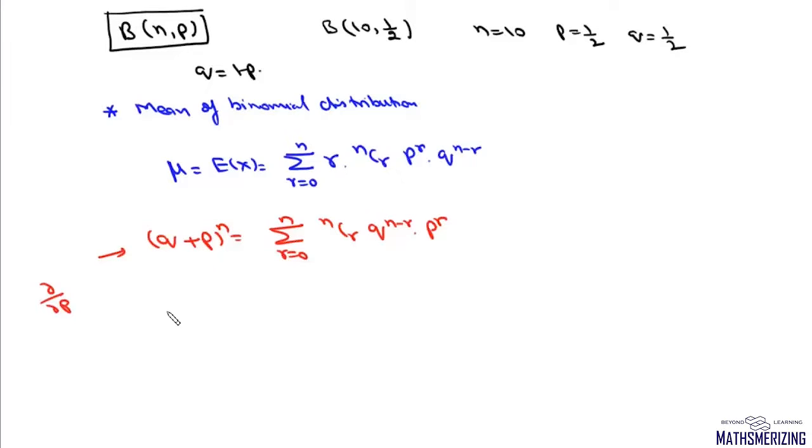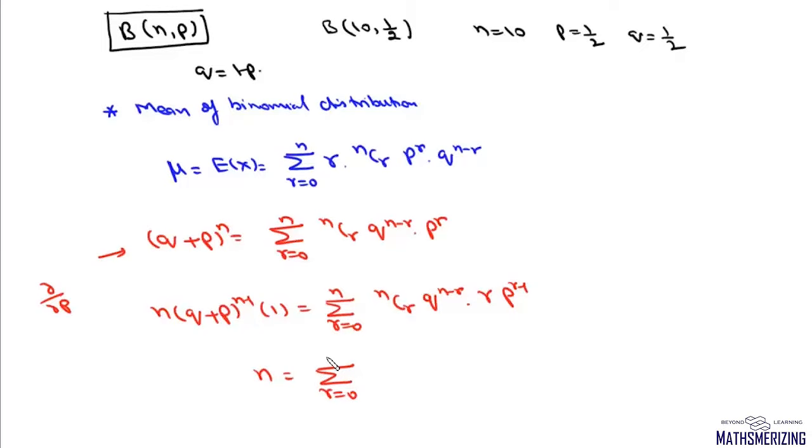Now if we differentiate this function with respect to p, we can write this as n into q plus p to the power n minus 1. Derivative of p is 1, and then this summation r varies from 0 to n, NCR q to the power of n minus r into r into p to the power of r minus 1. Now the value of p plus q is 1, so it will be this n, and we can write this as this summation r varies from 0 to n, r NCR q to the power of n minus r into p to the power of r minus 1.